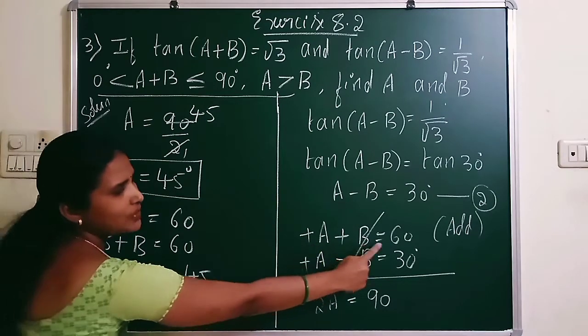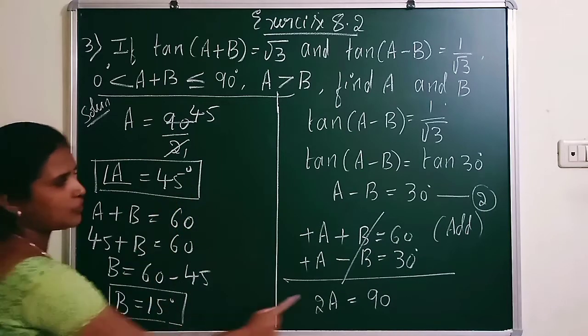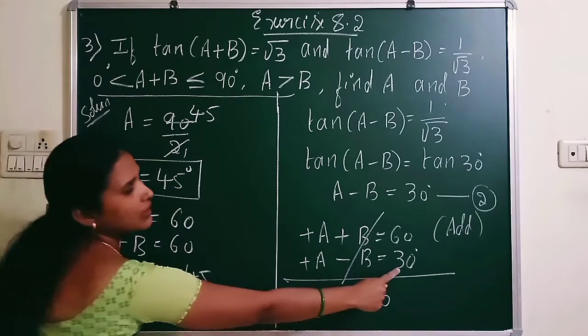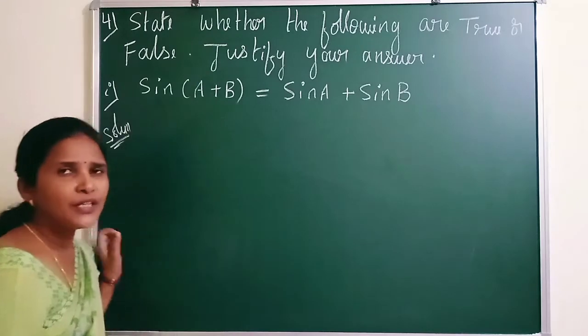You can check whether your answers are correct or wrong with these equations. A + B is 60: when you add these two angles, 45 plus 15 is 60. When you subtract, 45 minus 15 is 30. So whatever answers you got are correct. Now let us continue with question 4.